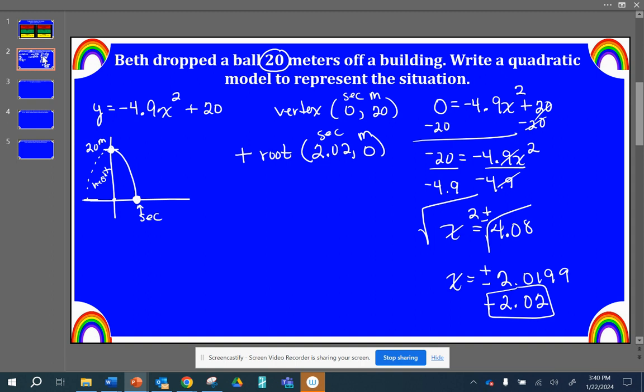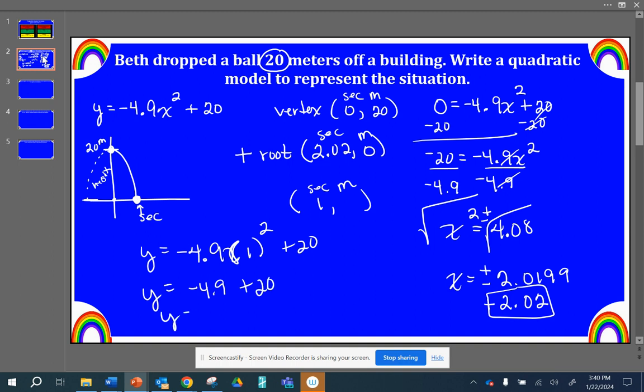Okay, let's say I want to know how high this object is in 1 second. So I want to know how high the object is in 1 second. So we're going to take our function and plug in the 1 wherever we have an x. So we have 1 squared is 1, and 1 times negative 4.9 is negative 4.9. And we're going to add 20. And so this is going to give us 15.1.